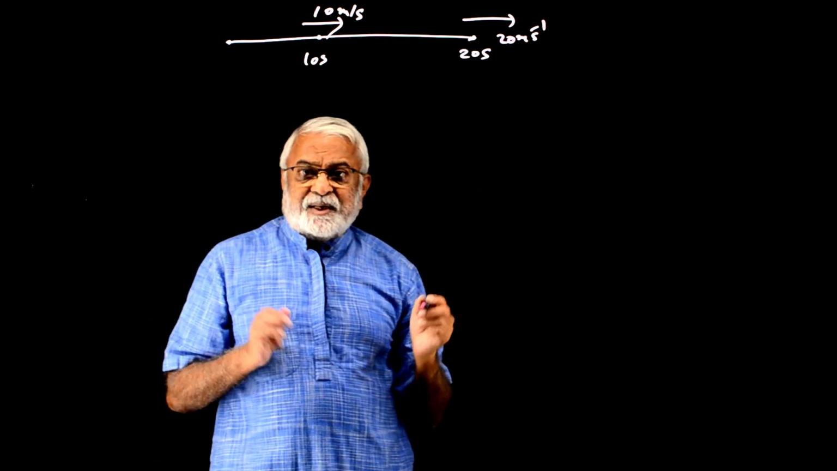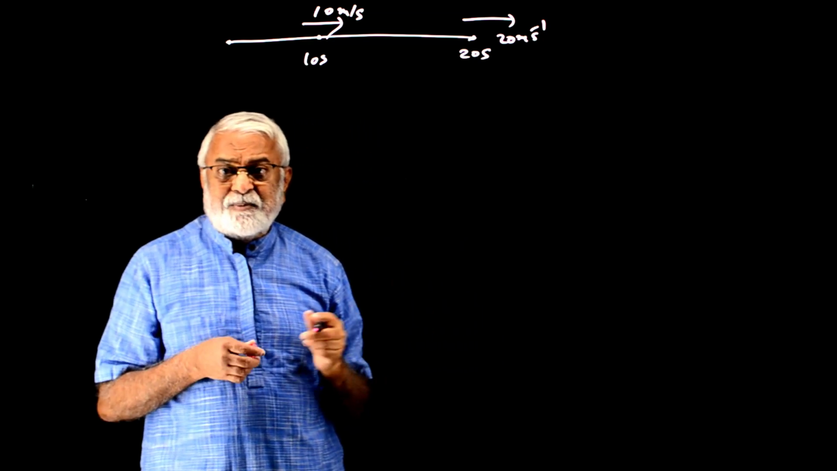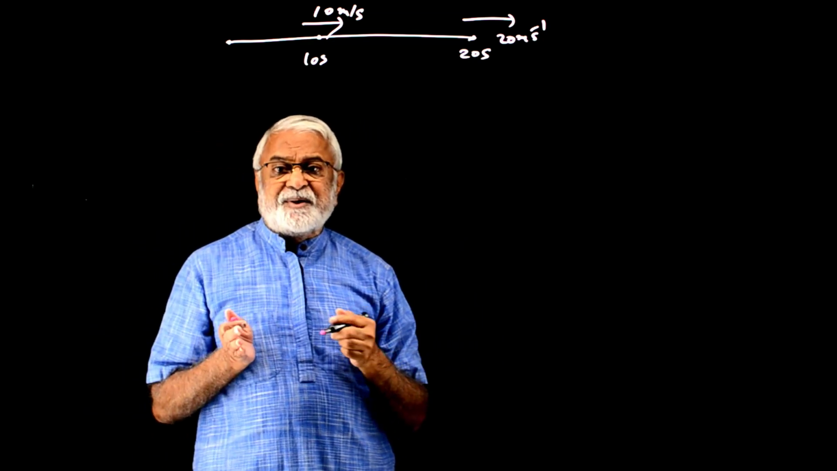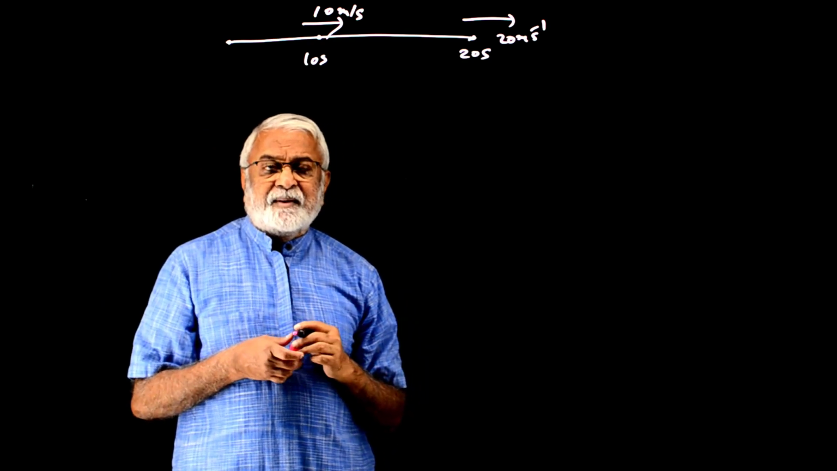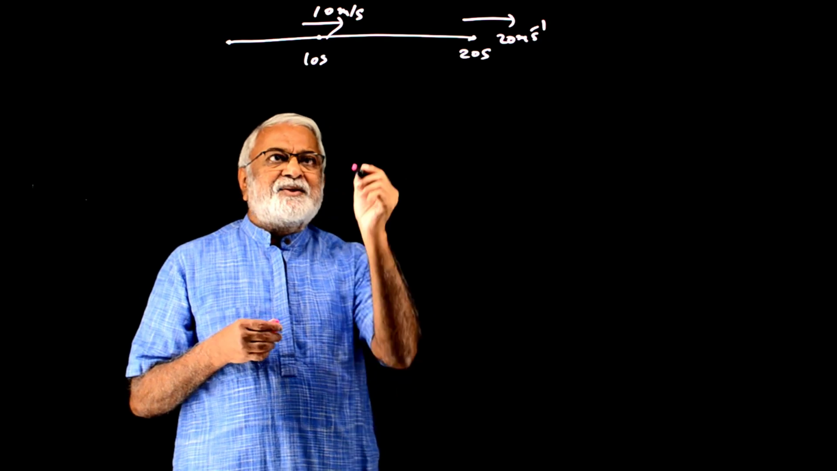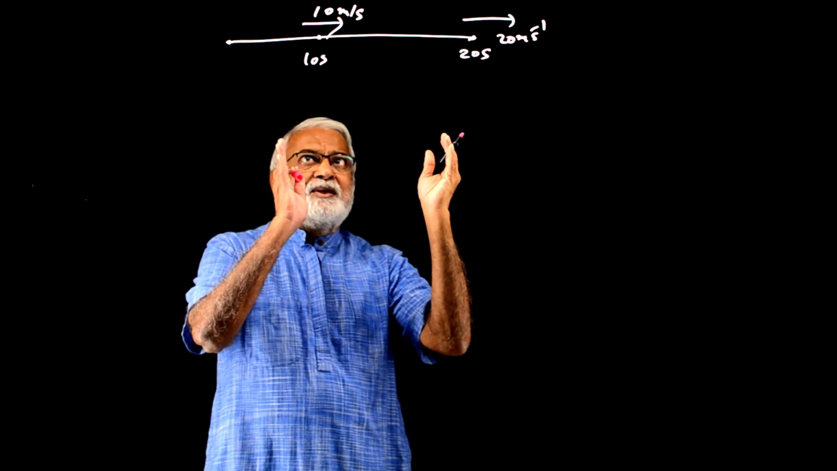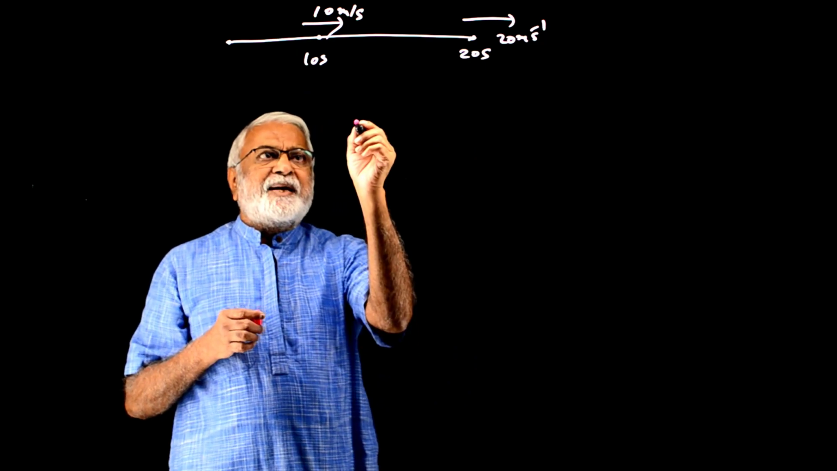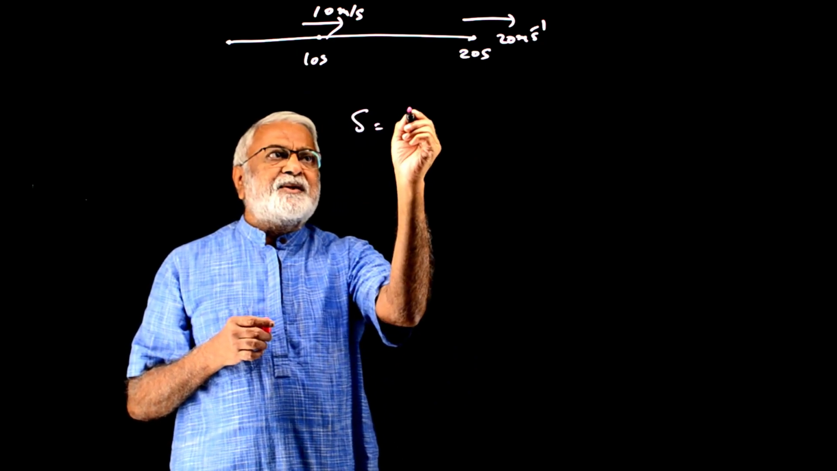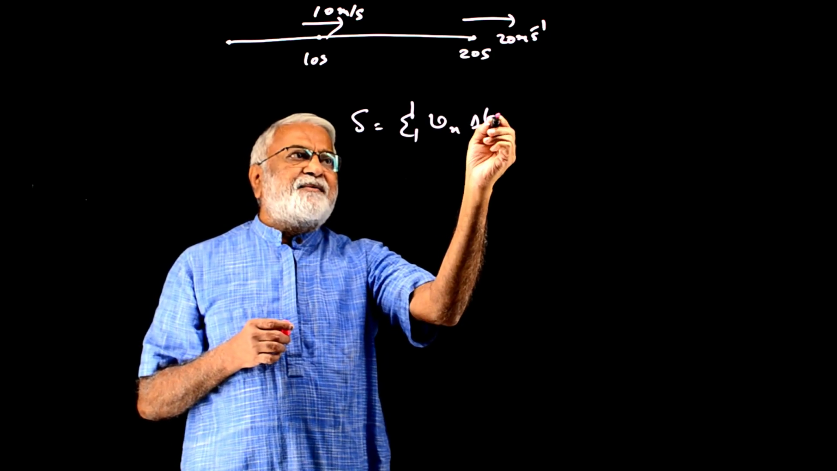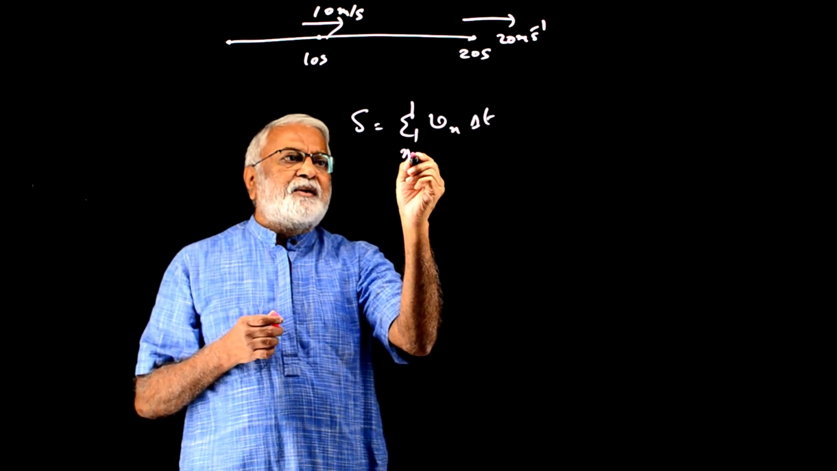So, we don't have a formula for varying velocity. If velocity were constant, displacement is velocity into time. So what we're going to do is improvise. Let's say we divide this 10-second duration into a number of intervals and do a calculation like this. The displacement is a sum, a special kind of summation we'll do.